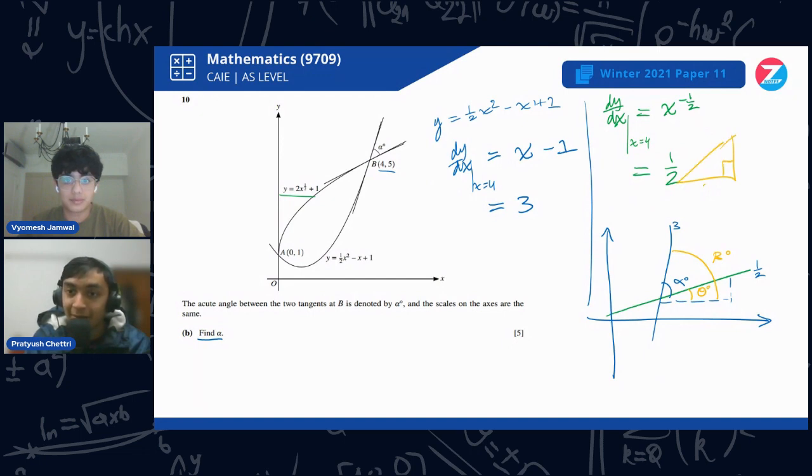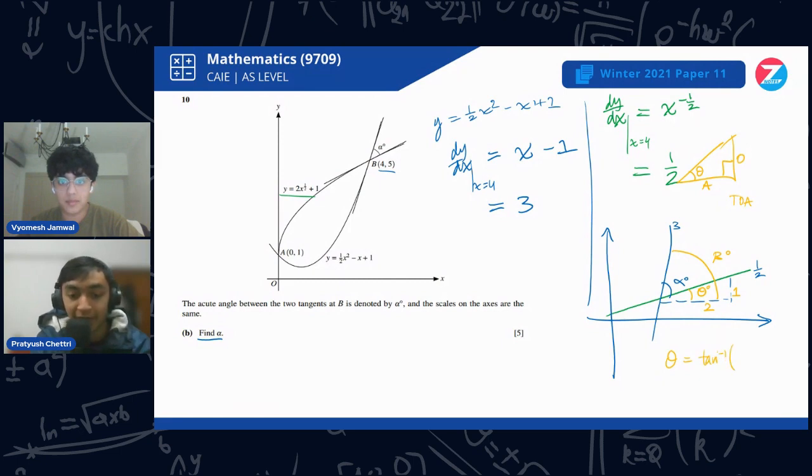And this is, I want to find this angle. Alternate over opposite. TOA. You guys know this. So this rise is 1, this run is 2, so theta is tan inverse.